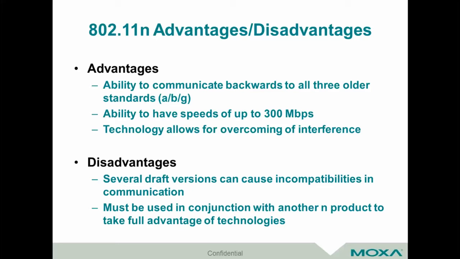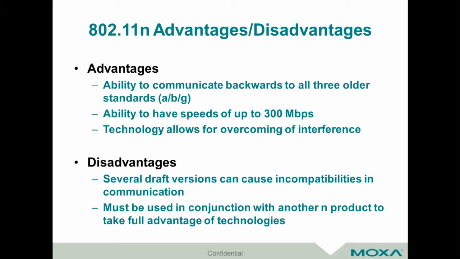There's also some nice technology built into 802.11n that allows for overcoming of interference. The protocol has built in things so that your signal gets from its origin to its destination in a more reliable manner. There are some redundancy specs built into it. It has the ability to overcome multipath by using MIMO antennas, so it's just a little bit more of a reliable communication protocol.